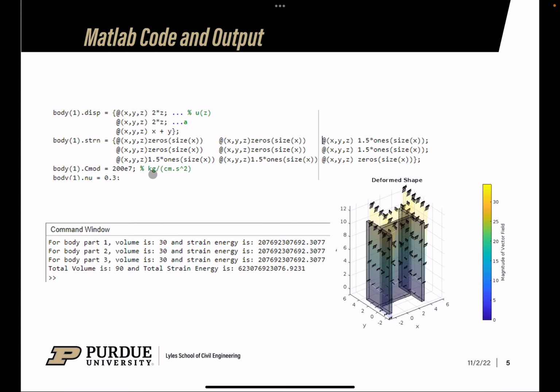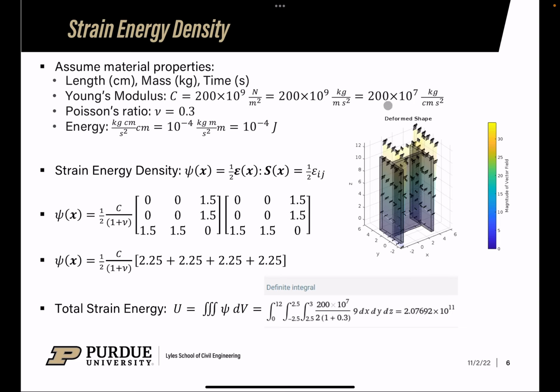Now coding it into MATLAB, the displacement field is coded in such a way, along with the corresponding strain tensor and the material properties. We get an output window, showing the strain energy stored in the body as 207 and so on, and this is the corresponding deformed shape. Now we can do the same thing by hand calculations too. For that, I've chosen all my units as length in centimeter, mass in kg, and time in seconds, and I'm consistent with these units only.